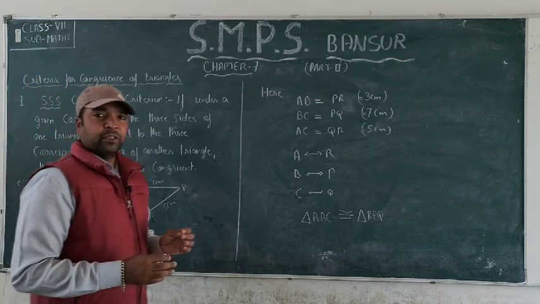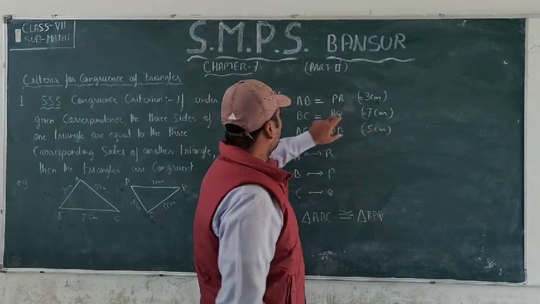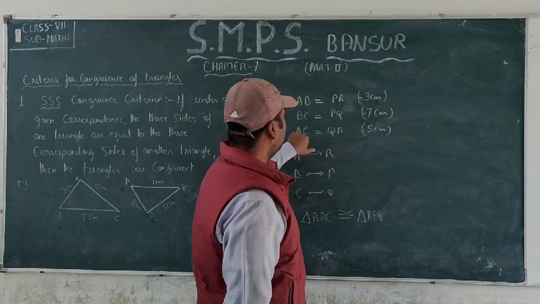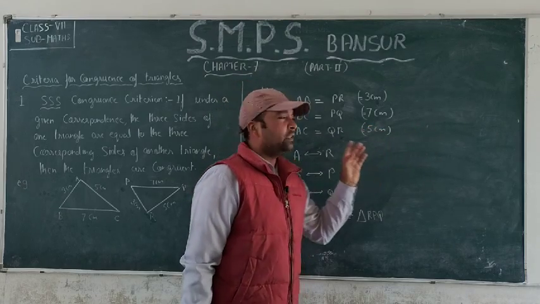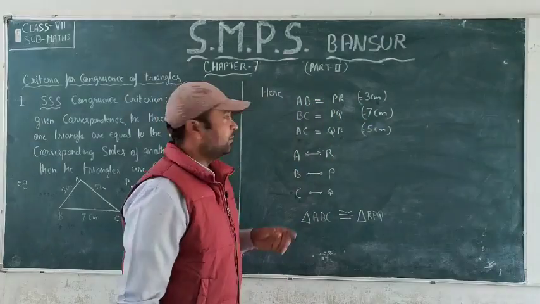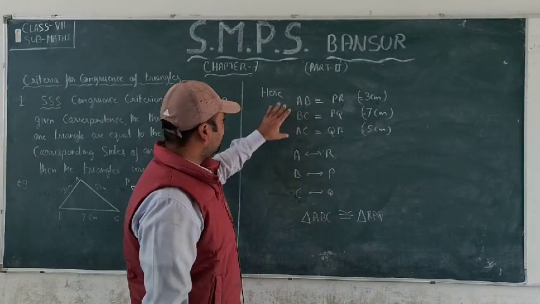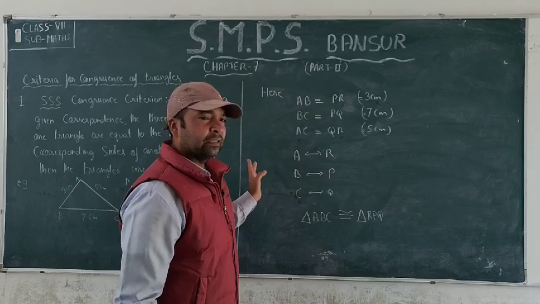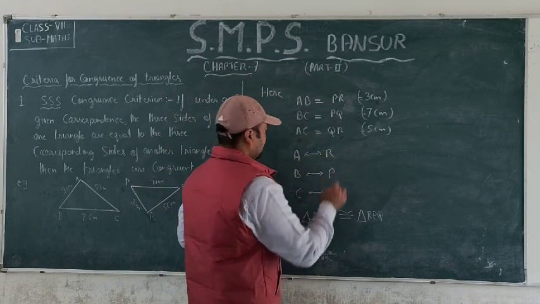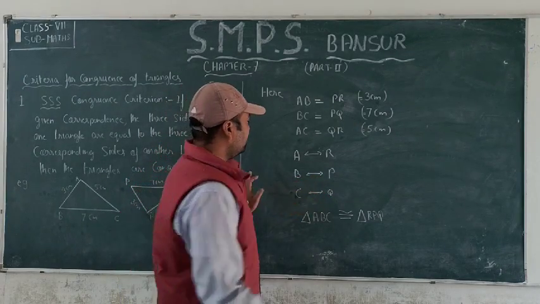So we will write according to that. AB is equal to PR, that is 3 centimeter. BC is equal to PQ, that is 7 centimeter, and AC is equal to QR, that is 5 centimeter. All their measurements are equal, so we have to write them. So three sides are equal. According to these two triangles, vertex A is corresponding to R, B is corresponding to P, and C is corresponding to Q.